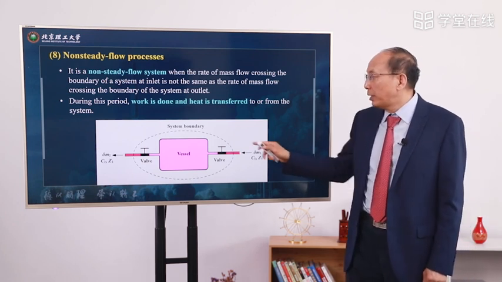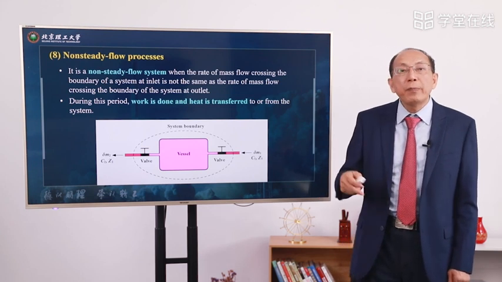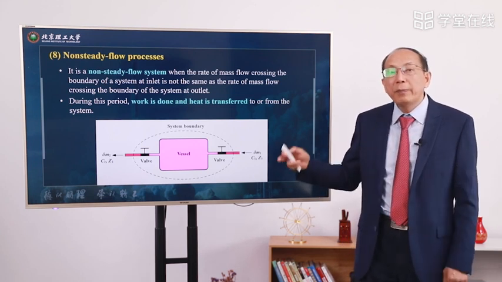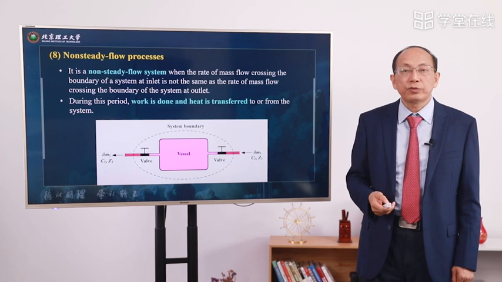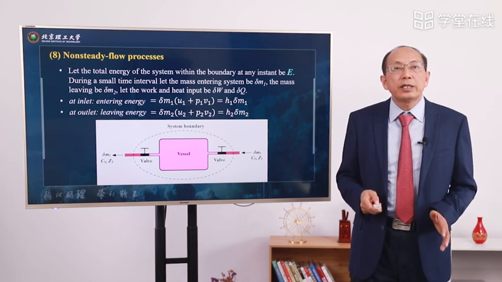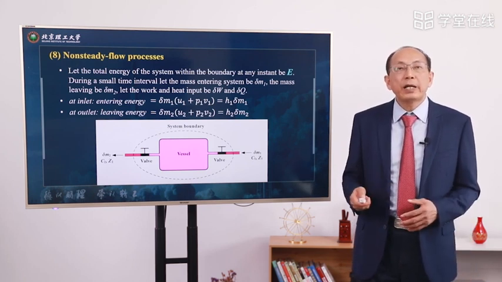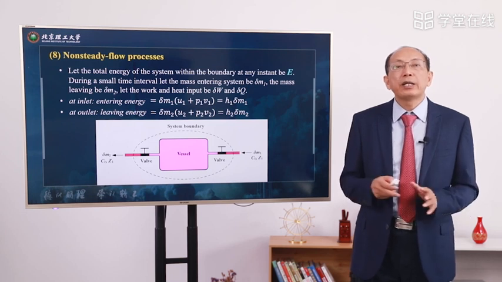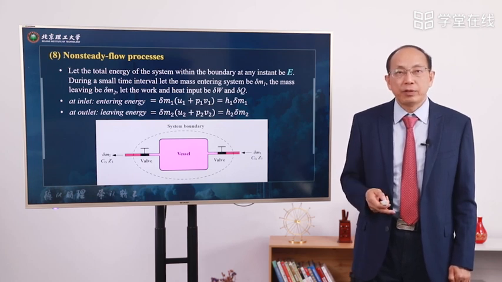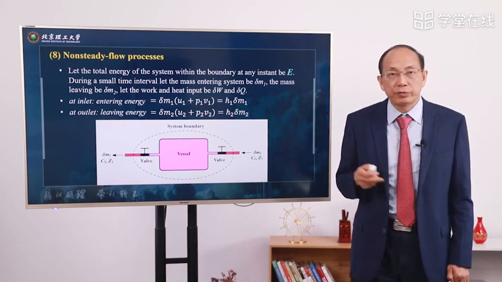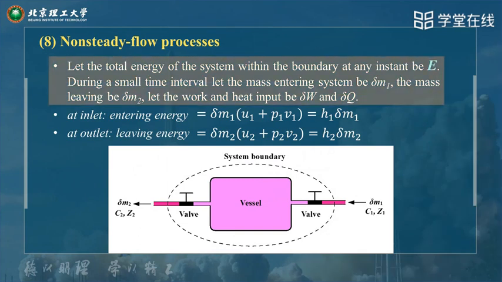So in this case, in the vessel, the mass may increase or may decrease. So the mass in the vessel is changing. So it is not a steady flow process. In this non-steady flow process, we can do some analysis from the energy balance equation, because energy is always balanced, always conserved. Let the total energy of the system within the boundary at any instant be E.